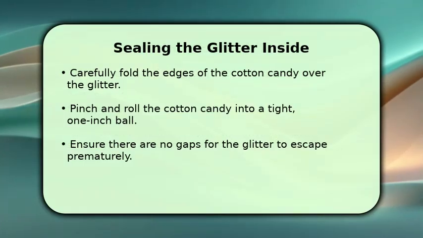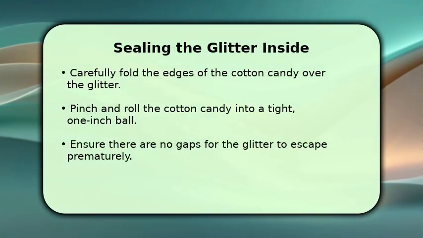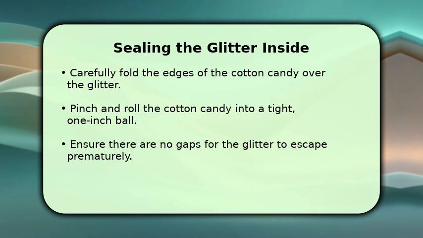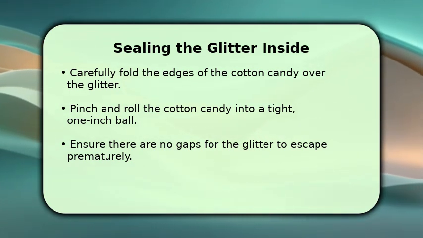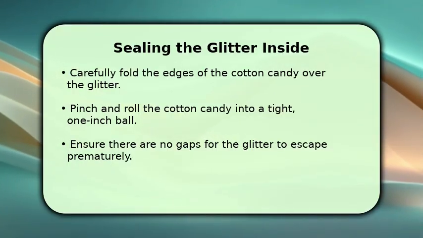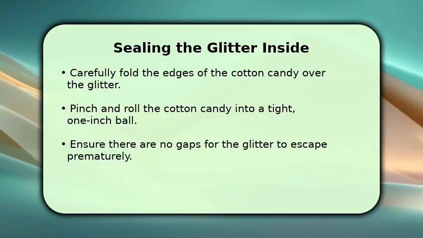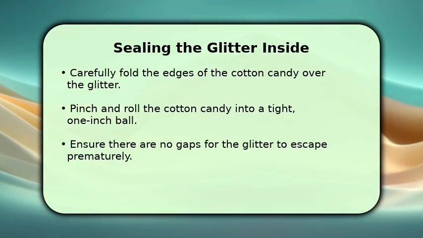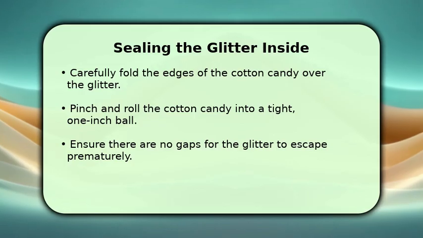It's time to seal in that sparkle. Carefully bring the edges of the cotton candy disc together, folding them over the glitter in the center. Gently pinch and roll the cotton candy into a tight, compact ball about 1 inch in diameter. Make sure there are no open seams or gaps where the glitter could escape before its grand reveal. You want a perfectly sealed little package of shimmer.